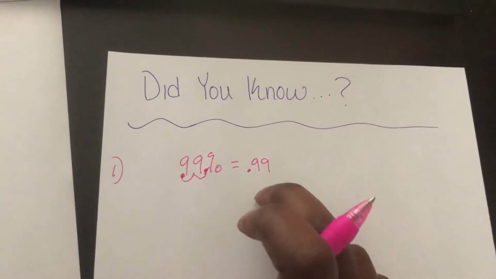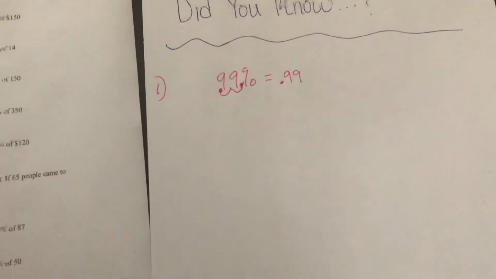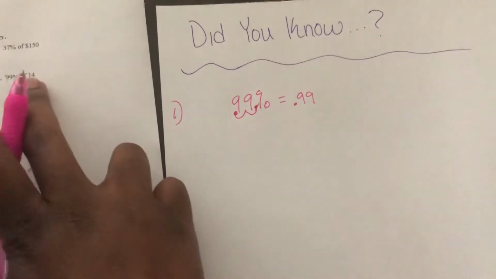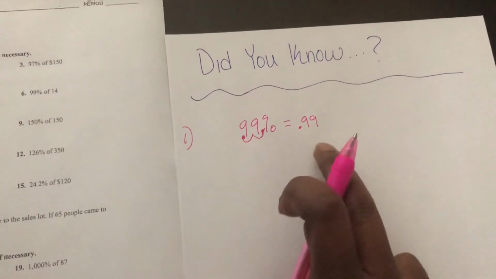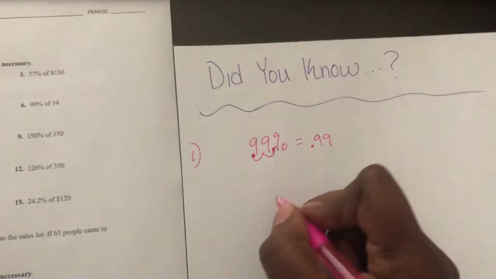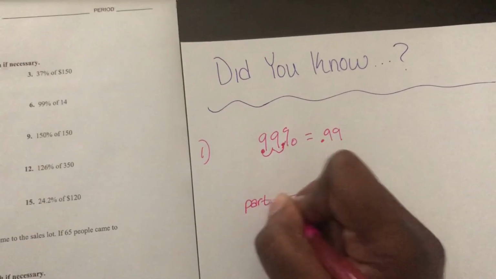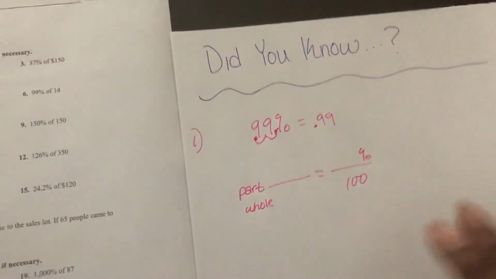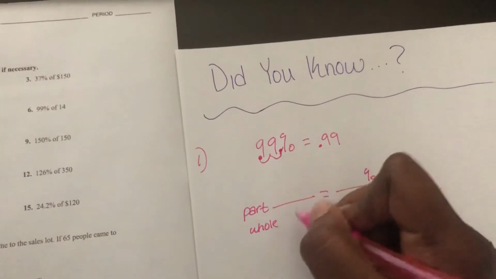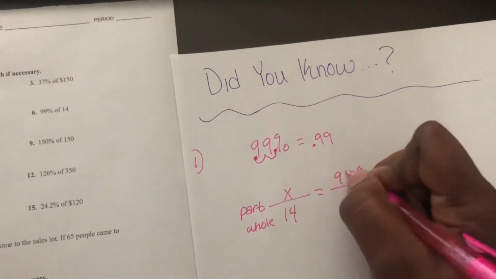And I know you're probably like, well, we don't do that whenever we're dealing with percents of numbers. Well, actually, we kind of do. So I'm going to do an example of how we turn this into this in the long run. I'm going to do a proportion setup with the same information: part, whole, percent, 100. 14 is our whole, this is missing, and this is 99%.